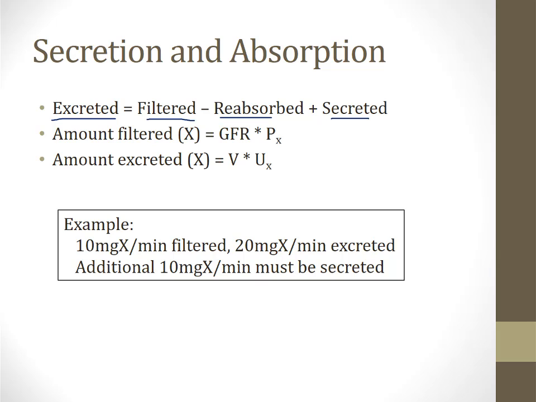The amount filtered we can determine from the filtered load. That's the GFR times the plasma concentration. The amount excreted is the urine flow rate V times the urinary concentration. So if we take the difference between these two, that tells us how much reabsorption or secretion is going on. For example, suppose that 10 milligrams of X per minute are filtered, but 20 milligrams of X per minute are excreted. We're excreting more than we're filtering, so an additional 10 milligrams per minute must have been secreted.